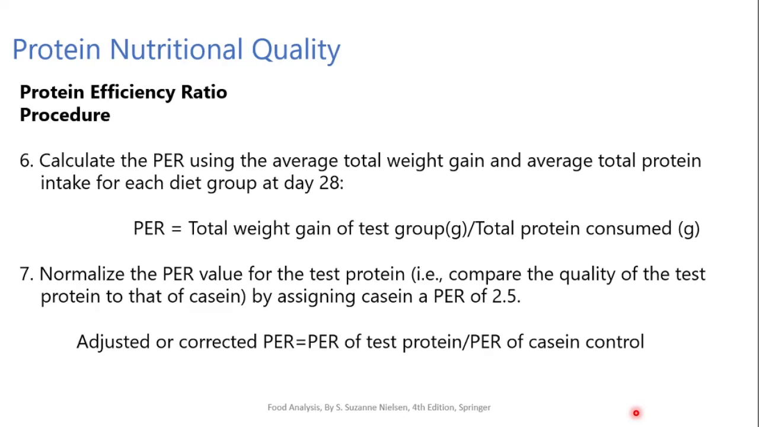The protein efficiency ratio is nothing but the total weight gain of the test group in grams divided by the total protein consumed in grams by the particular rats. Then normalize the protein efficiency ratio value for the test protein, that is, compare the quality of the test protein to that of casein by assigning casein a protein efficiency ratio of 2.5. So the adjusted or corrected protein efficiency ratio equals the PER of the test protein divided by the PER of the casein control.